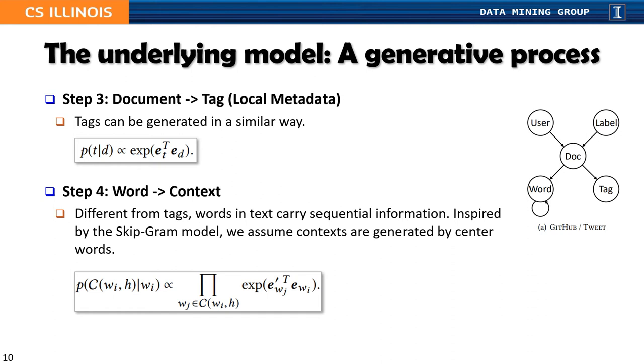And in our last step, we aim to model the context information in a word sequence. Different from tags, words in text carry sequential information. And it is widely known that the embedding of a word is related to not only its global document representation, but also its local context. So inspired by the Skip-Gram model, we assume contexts are generated by center words. From this perspective, in our generative model, each word will have two embeddings. EW when W is viewed as a center word, and E'W when W is a context word.